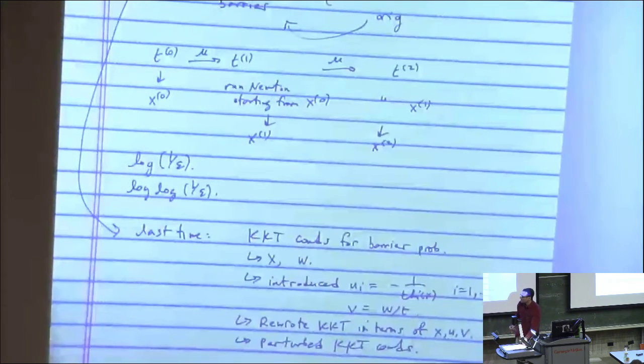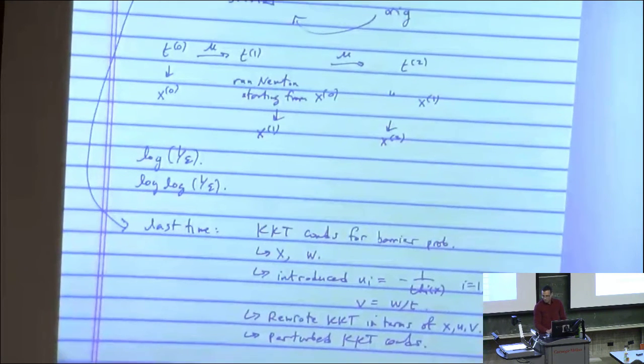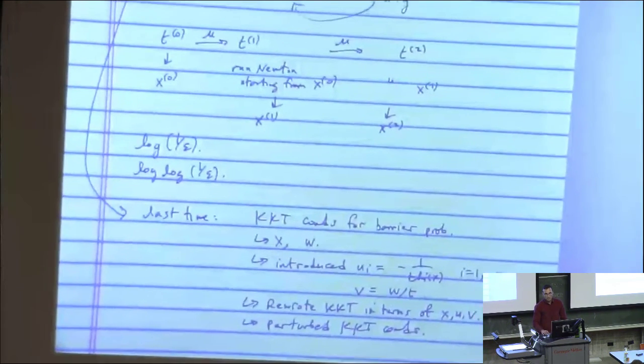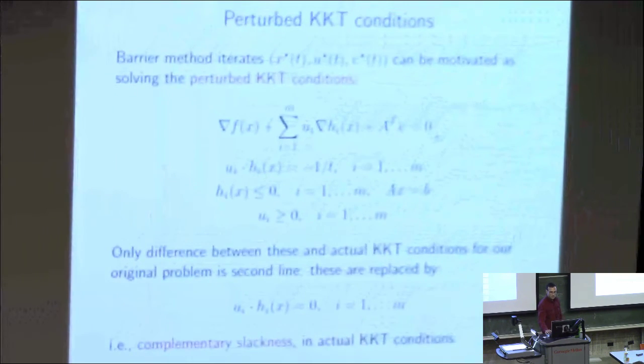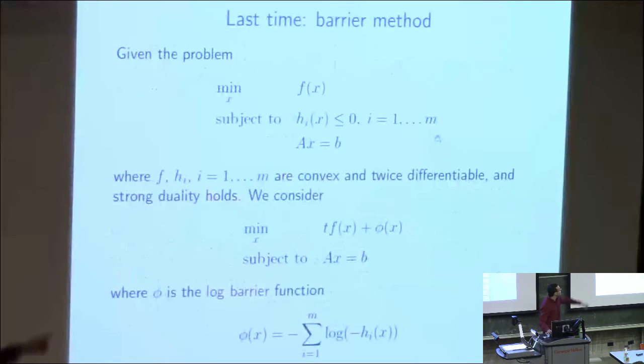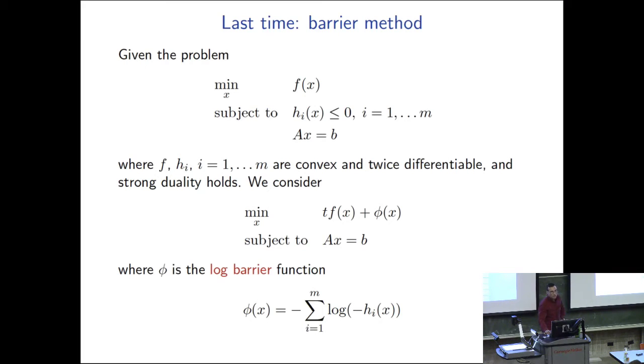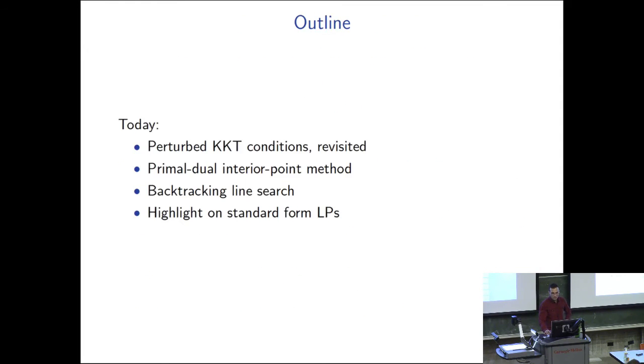And it's a very interesting sequence of steps because it brought us to a set of conditions that look like the KKT conditions for our original problem, but have one key difference, which is that complementary slackness has been perturbed. So this is the stationarity condition for this problem. Take the Lagrangian, and in this case, everything is differentiable with respect to x. So take the gradient, set it equal to 0. That's stationarity.